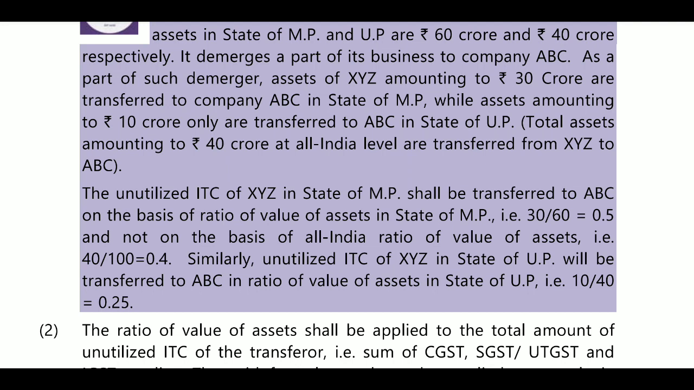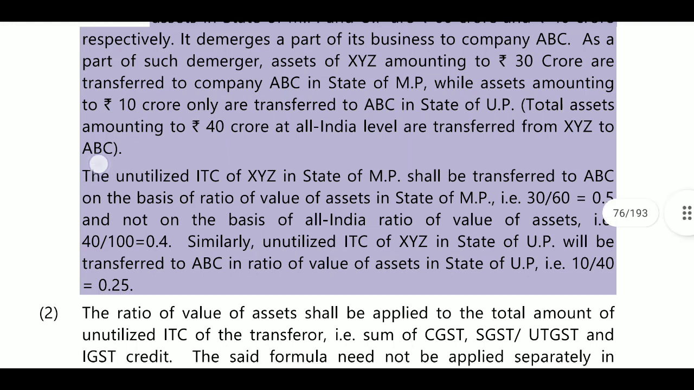Similarly, unutilized ITC of XYZ in the state of UP will be transferred to ABC in the ratio of value of assets of the state, that is 10 by 40 will be considered. When they are transferring, they will see it state-wise, not on an overall basis.